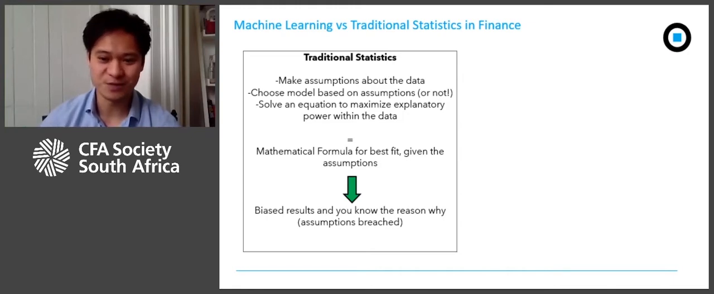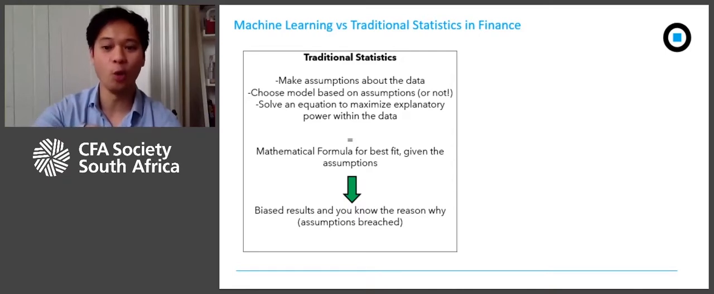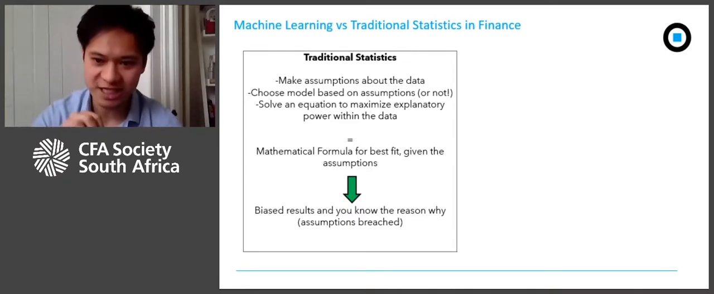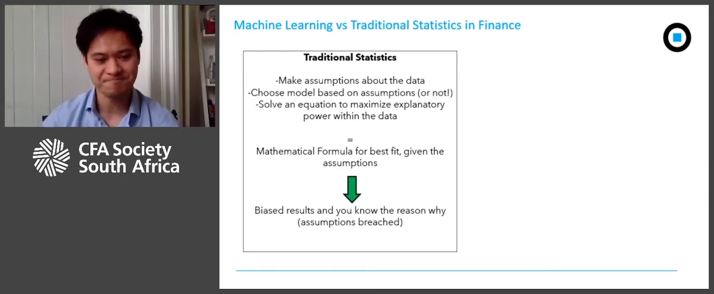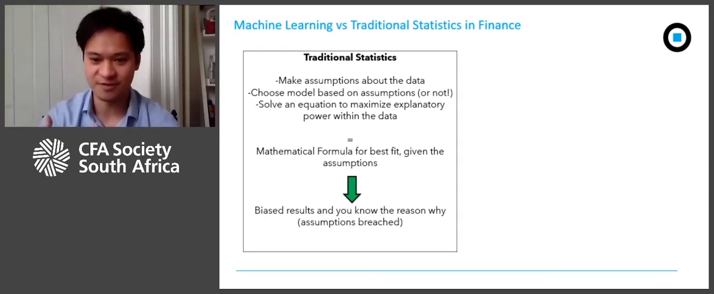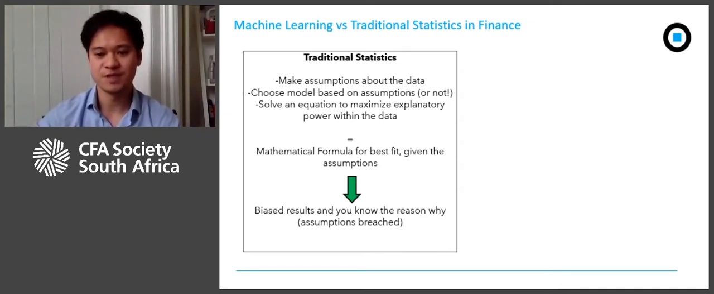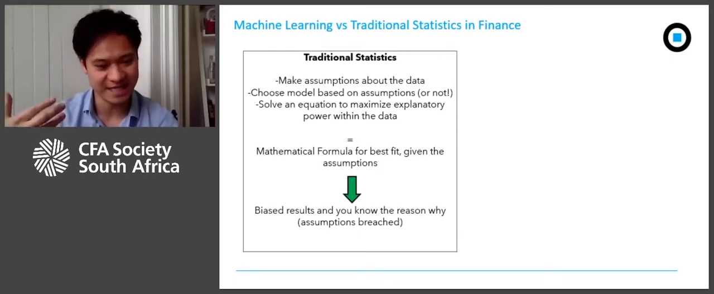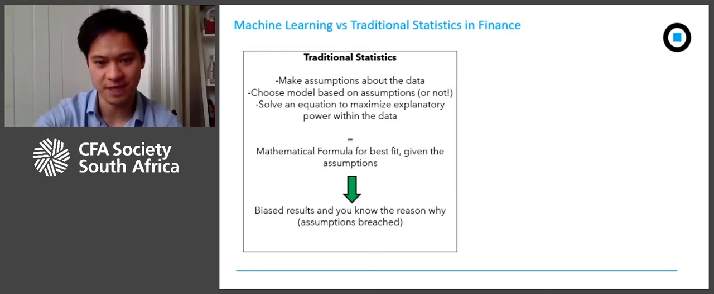Quite often in finance, we're choosing a model for simplicity, even though we know that the data violates those assumptions. Then we solve an equation to maximize the explanatory power within all of our data. So we're focused on explaining the data that we have. As a result, we get a mathematical formula for the best fit given these assumptions. To summarize, you get answers which are biased, and you know why they're biased. That's usually because the data breaches the assumptions that you've made.